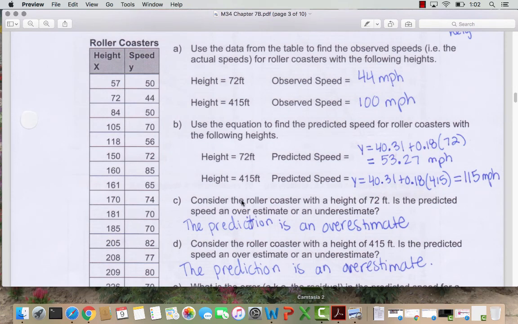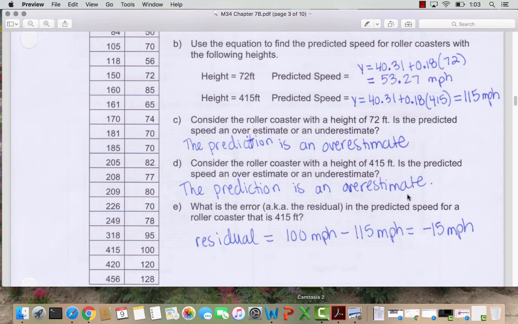So now let's plug these values into the equation and see what our predictions are. So when the height is 72, we plug this into the equation, 0.18 times 72 plus 40.31. That predicts 53.27. So that's an overestimate from the 44 miles per hour that were actually observed. Similarly, if we plug in 415 into the line of best fit, 0.18 times 415 plus 40.31 gives us 115 miles an hour, also an overestimate.